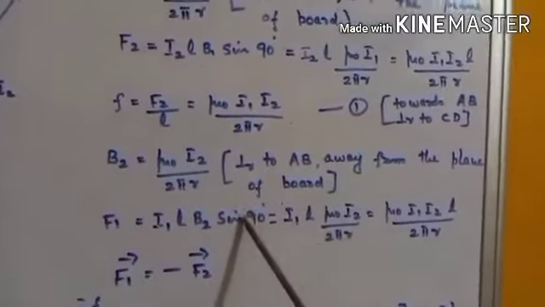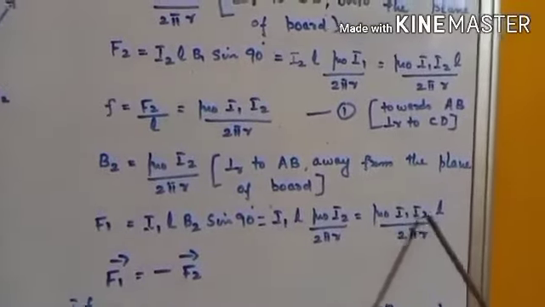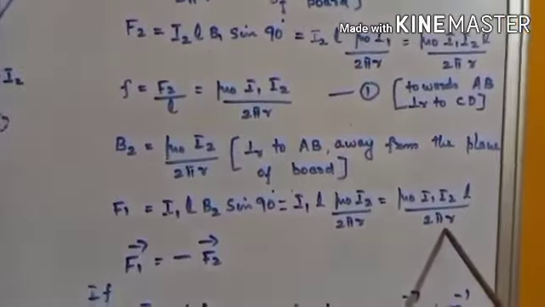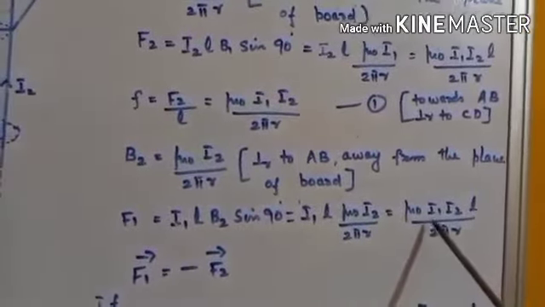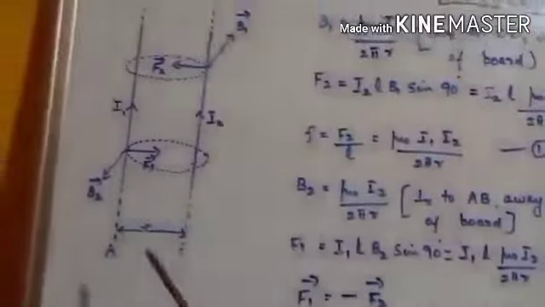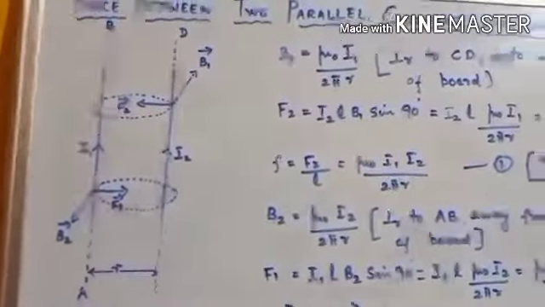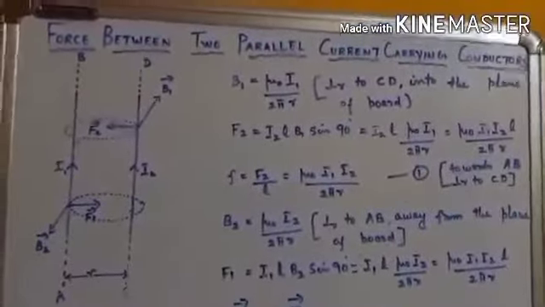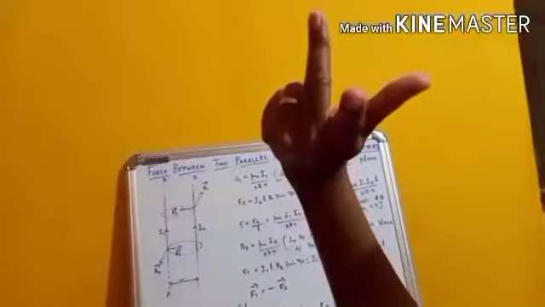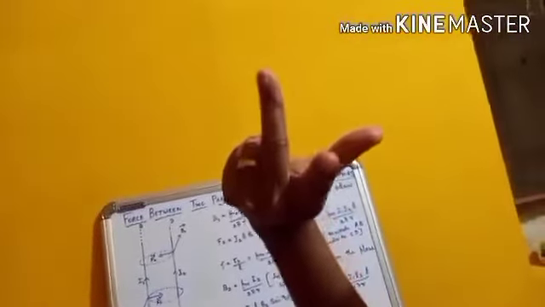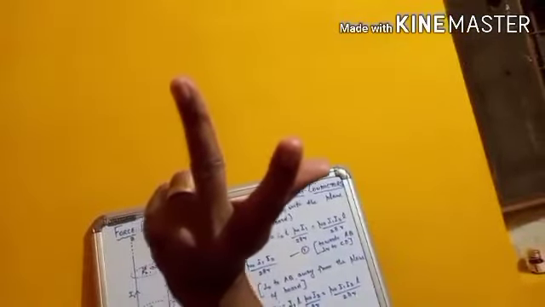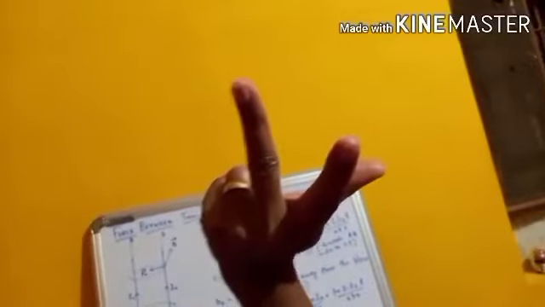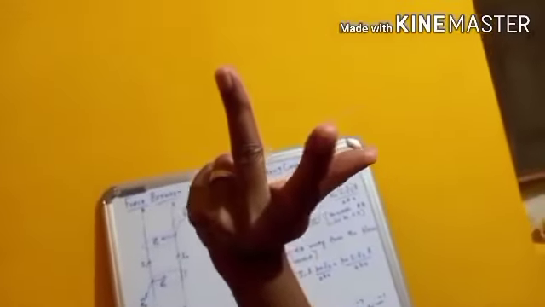Substituting for B2 and theta, we are getting mu naught I1 I2 L divided by 2 pi r. So you compare F1 and F2, you can find that both the magnitudes are equal. Now let us consider the direction of this force F1. So F1, see that again, Fleming's left hand rule, direction of magnetic field, forefinger, field is away from the plane of the board and the current upwards, central finger. See the direction of the thumb. Is it towards the second conductor CD? Okay, so that is the direction of the force on the first conductor.